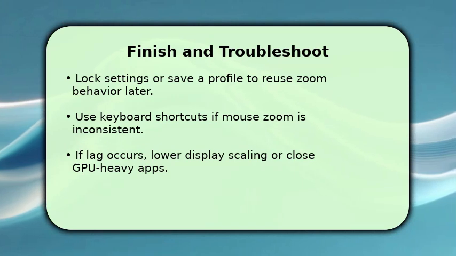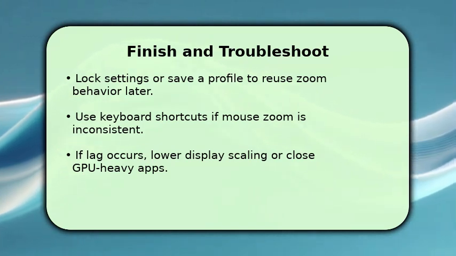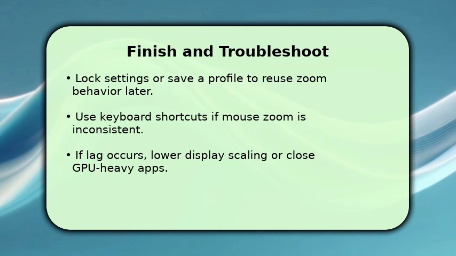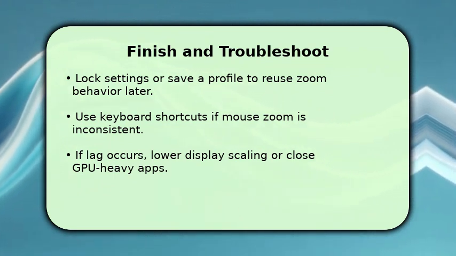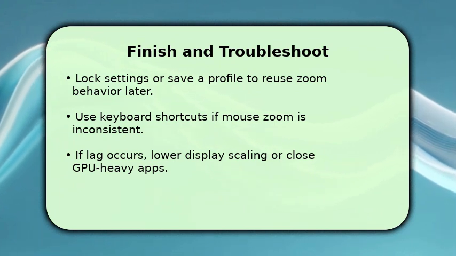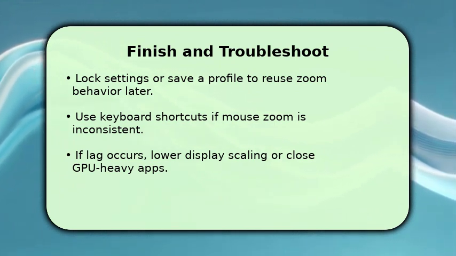Finish by saving your preferred zoom settings and practicing the final motions. Move the cursor, hold the modifier, scroll to the desired size, then release. If you need fine adjustment, use keyboard shortcuts or on-screen controls for 1% increments.